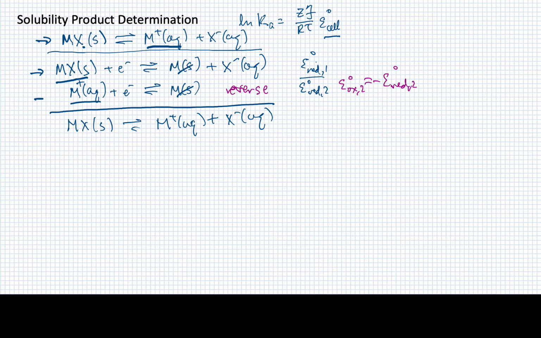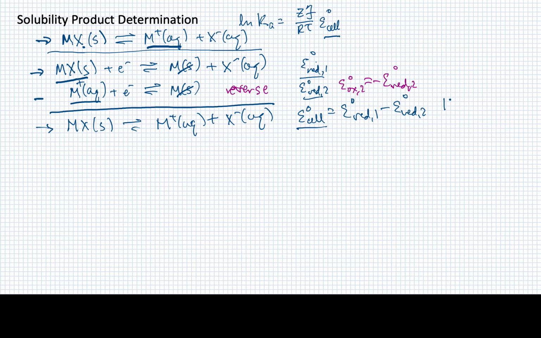So subtracting these quantities means that the cell potential for this entire reaction would just be their difference: the reduction potential for 1 minus the reduction potential for 2. So basically we found a way that we can combine these half-cell reactions so that we get the one that we're interested in, and then we would be able to determine our equilibrium constant for this process from this cell potential.